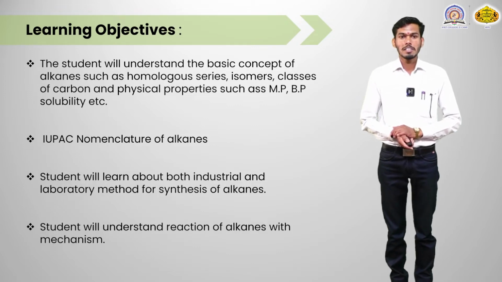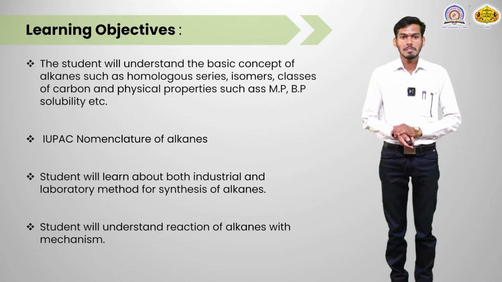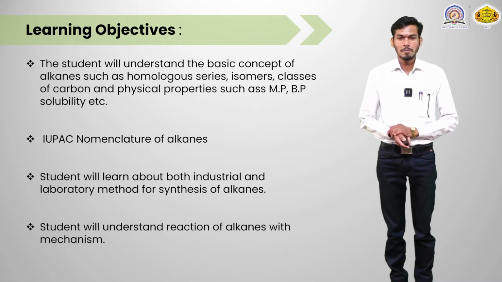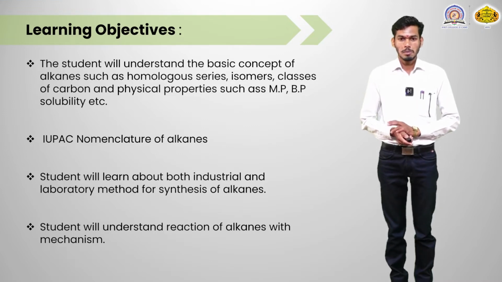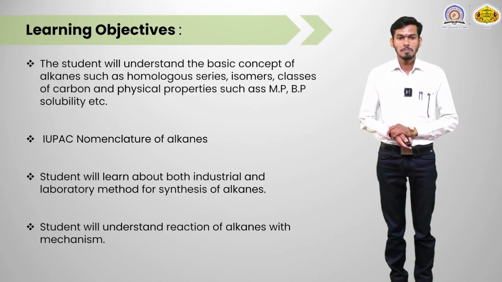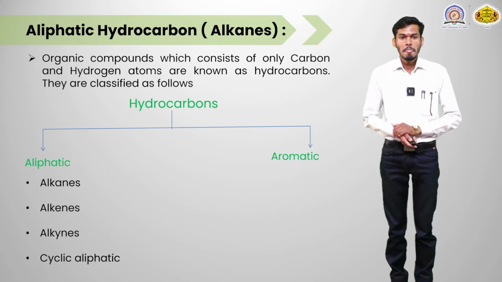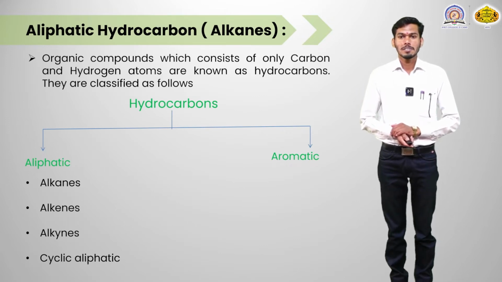In this lecture you will understand the basic concepts of alkanes, such as homologous series, isomers, classes of carbon, and physical properties such as melting point, boiling point, solubility, etc. Then we will discuss the IUPAC nomenclature of alkanes. Then you will learn about the industrial and laboratory methods of synthesis of alkanes in the next lecture, and reactions of alkanes with their mechanisms.